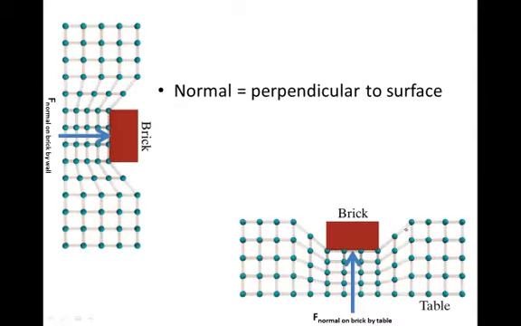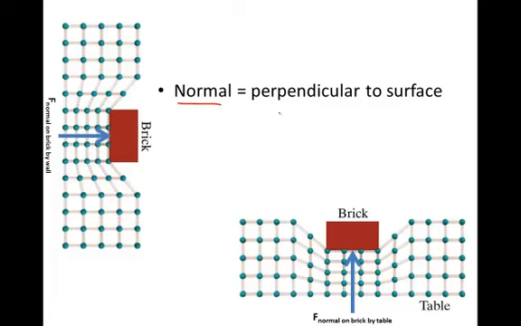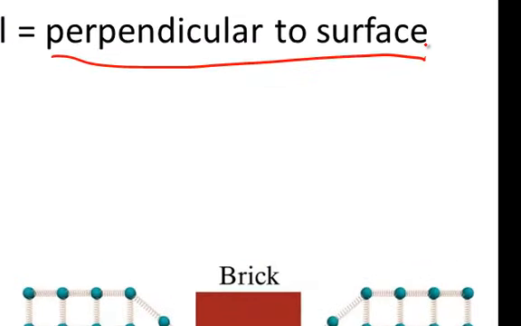So 4.7 introduces the idea of the normal force. We've actually been talking about the normal force for a while, but it's worth talking a little bit about the mechanism. And the thing to really keep in mind here is that the term normal really means perpendicular to the surface. It's easy to get confused and think normal versus abnormal, but it has nothing to do with that.